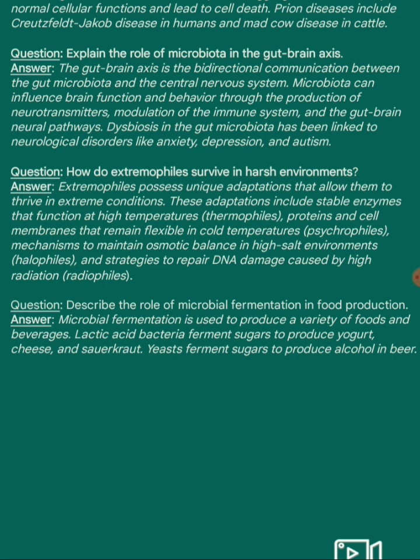Last question. Describe the role of microbial fermentation in food production. Answer. Microbial fermentation is used to produce a variety of foods and beverages. Lactic acid bacteria ferment sugars to produce yogurt, cheese, and sucrose. Yeast ferment sugar to produce alcohol in beer.